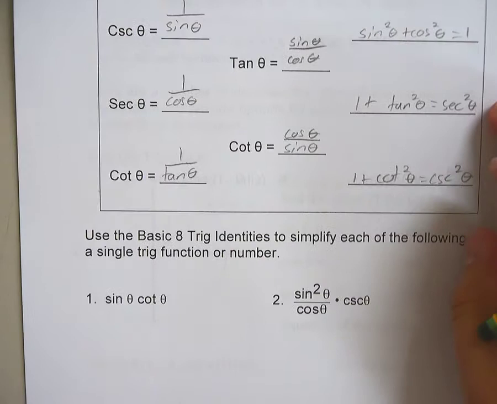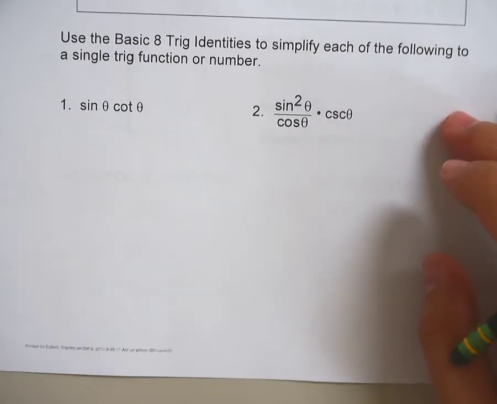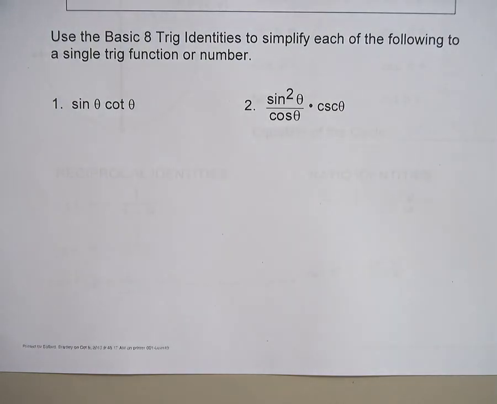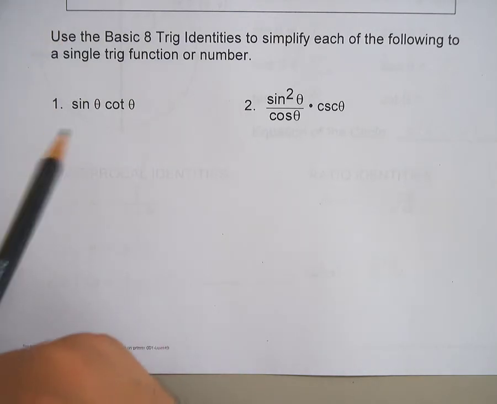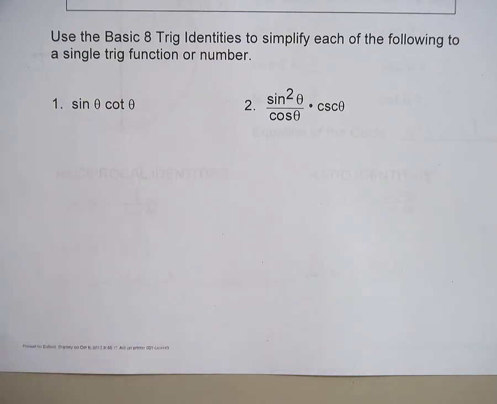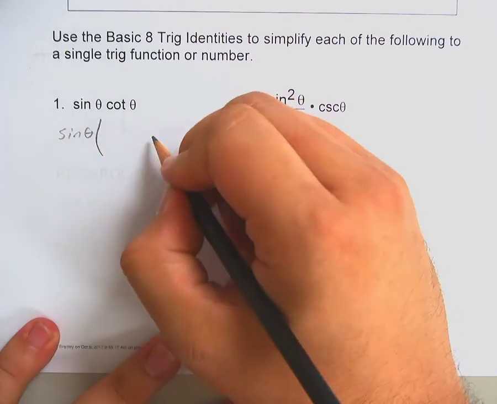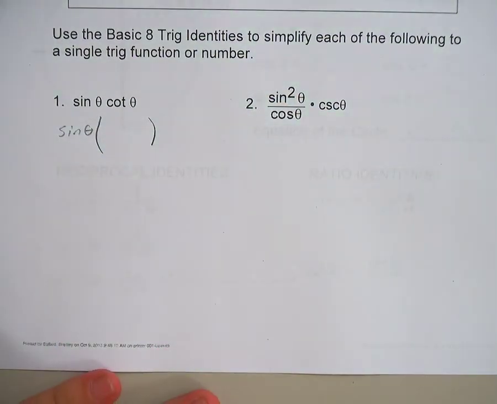So here's what we're going to do. I'm going to show you how we're actually going to use these to make life super easy. It says use the basic 8 trig identities to simplify each of the following to a single trig function or number. See, here's the thing. Sine times cotangent, that one is okay. It's only 2 of them. It's a little easy. But that can be simplified quite a bit. Now, I can't simplify sine, so I'm just going to write sine of theta. But what could I change cotangent to?